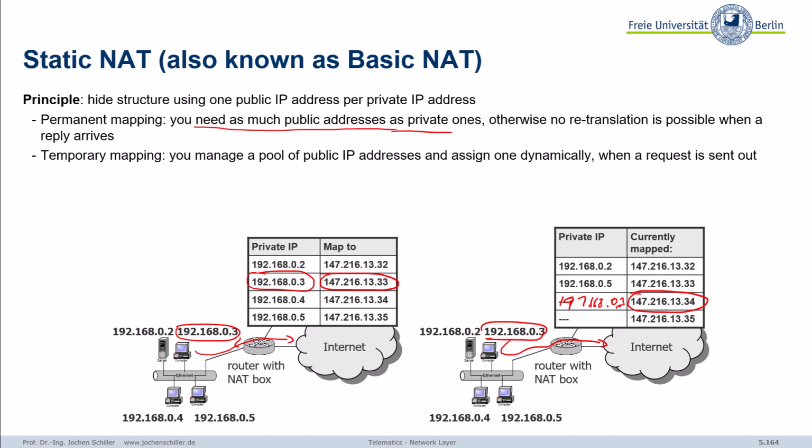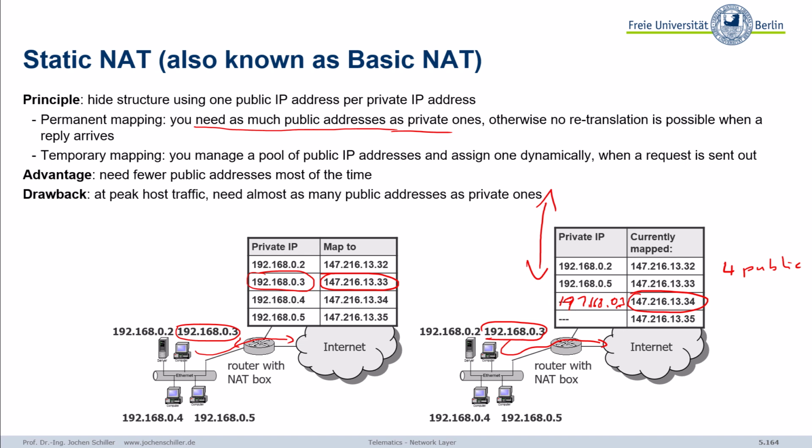And this allows us to have way fewer public addresses most of the time. So that means we could have thousands of computers with private addresses and maybe only, as shown here, 4 public or 400 or whatever, but way fewer, because only those machines that have to communicate with the outside world really need a public IP address. Sure, during peak hours, if everyone wants to talk to the outside world, then we need as many public addresses as private ones. But typically, as I said, most of the computers stay local.